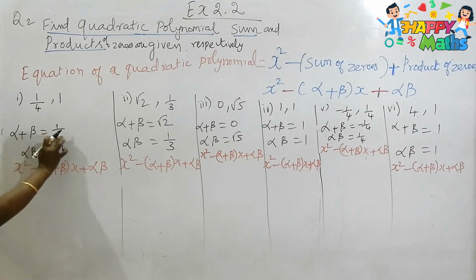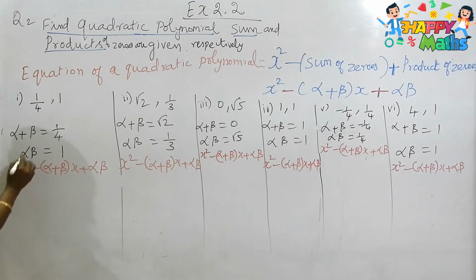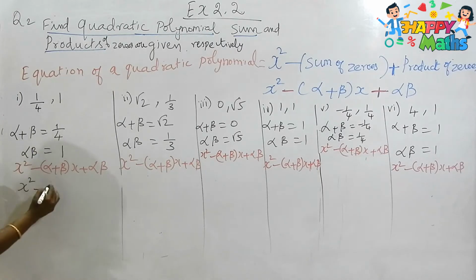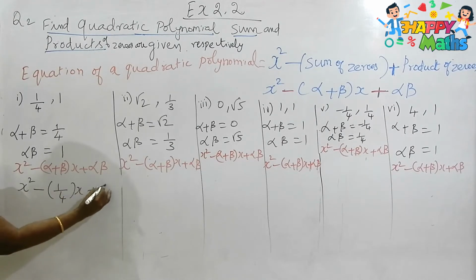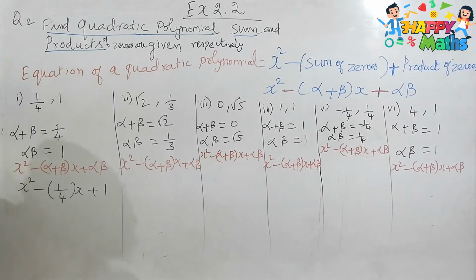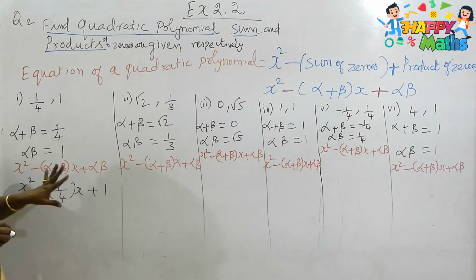Alpha plus beta is equal to 1 by 4. Alpha beta is equal to 1. So let me substitute directly. X square minus, in the place of alpha plus beta, it is 1 by 4 into x plus 1. This is the equation. But I wanted the quadratic polynomial, not the equation with rational numbers.